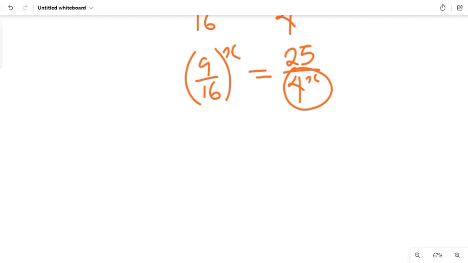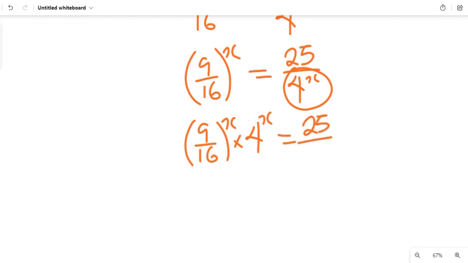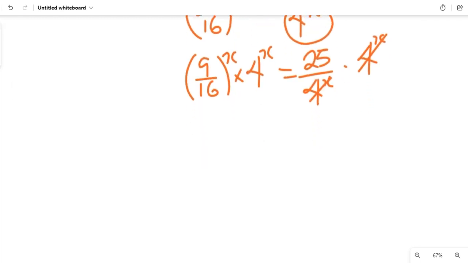So what we'll do now to clear 4 to the power of x, which is the obstacle we have here, is to multiply both sides by 4 to the power of x. So we'll have 9 divided by 16, all to the power of x, multiplied by 4 to the power of x, equal to 25 divided by 4 to the power of x, multiplied by 4 to the power of x. So this will clear this, and then we'll be left with this.